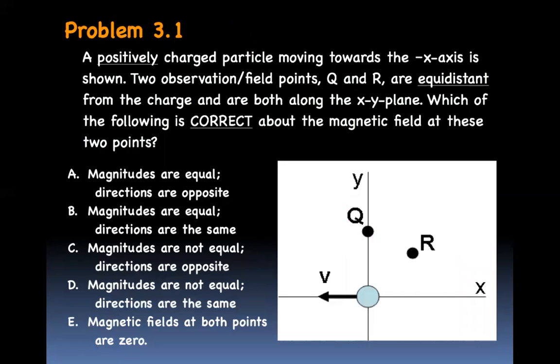To test our understanding, we are to answer problem 3.1. In this problem, we have a positively charged particle moving towards the negative x-axis as shown in the figure. There are two observation field points, namely Q and R, that are both equidistant from the charge and are both along the xy plane. Which of the following is correct about the magnetic field at these two observation points? We have five possible choices.